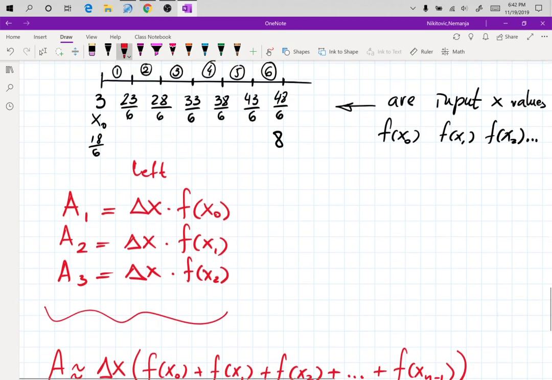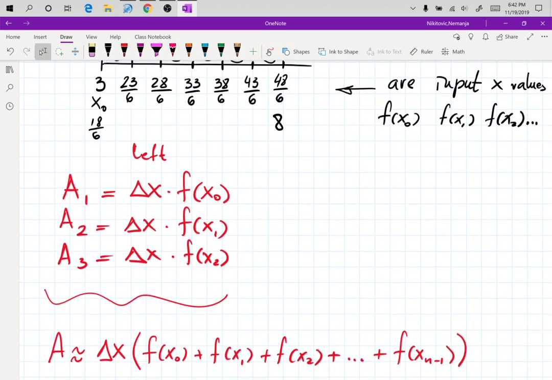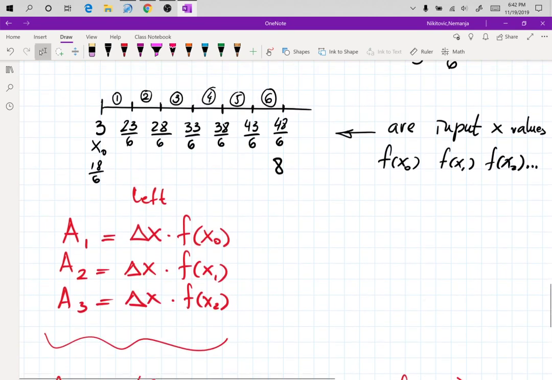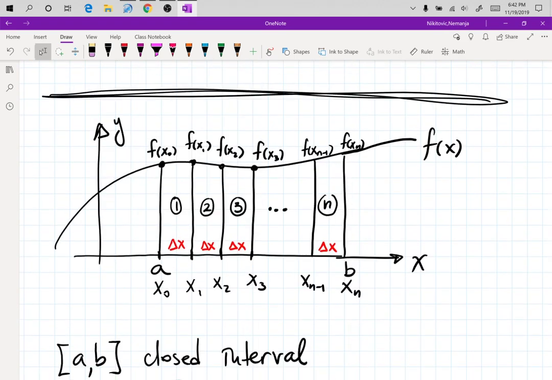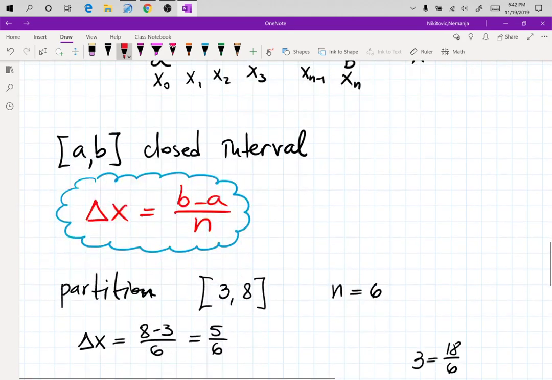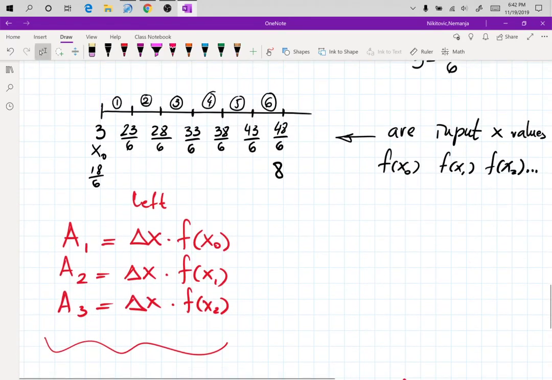You don't know what the last one is if you go all the way out, but you know that you are not using xn. Why are you not using xn? Because to create a left rectangle, the red one, that's the last one, and the height of that rectangle is computed at the last point minus delta x. Now, if you want to use the blue ones, then you are using the right side. In this case, you are not using A, you will be using B.